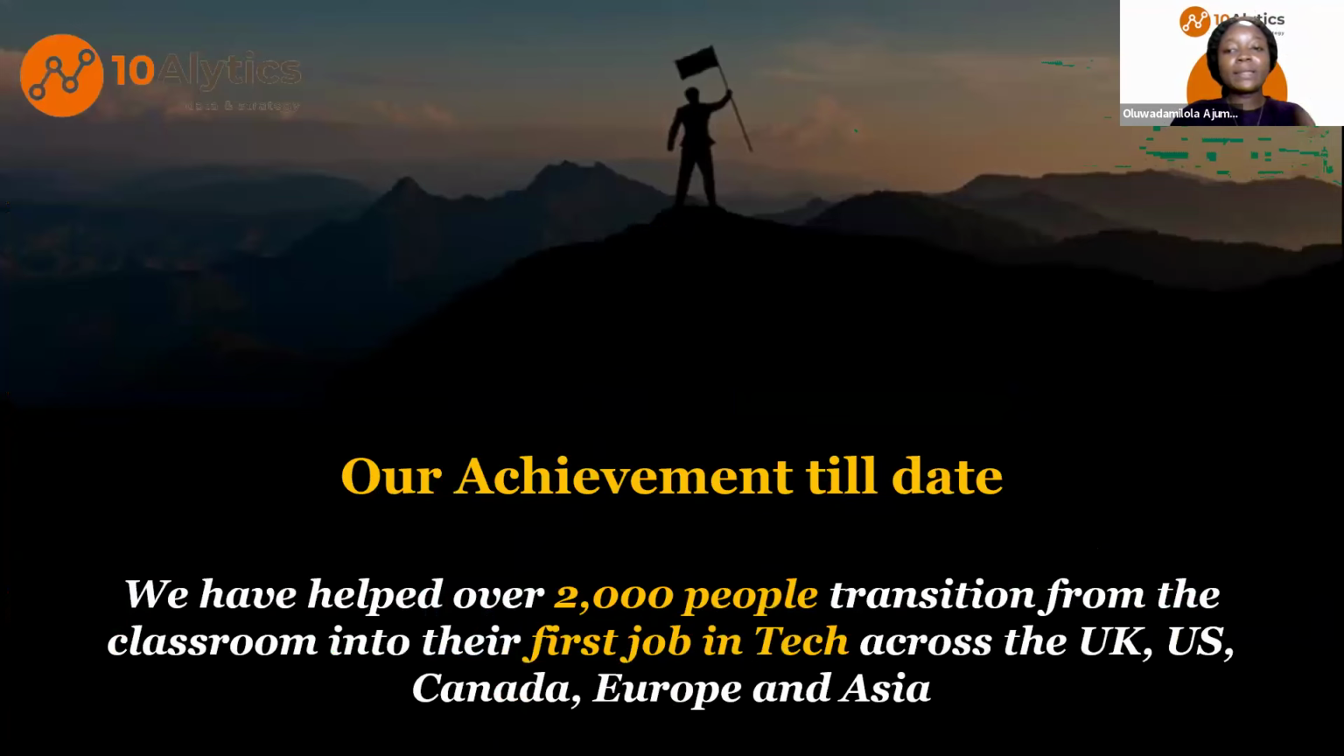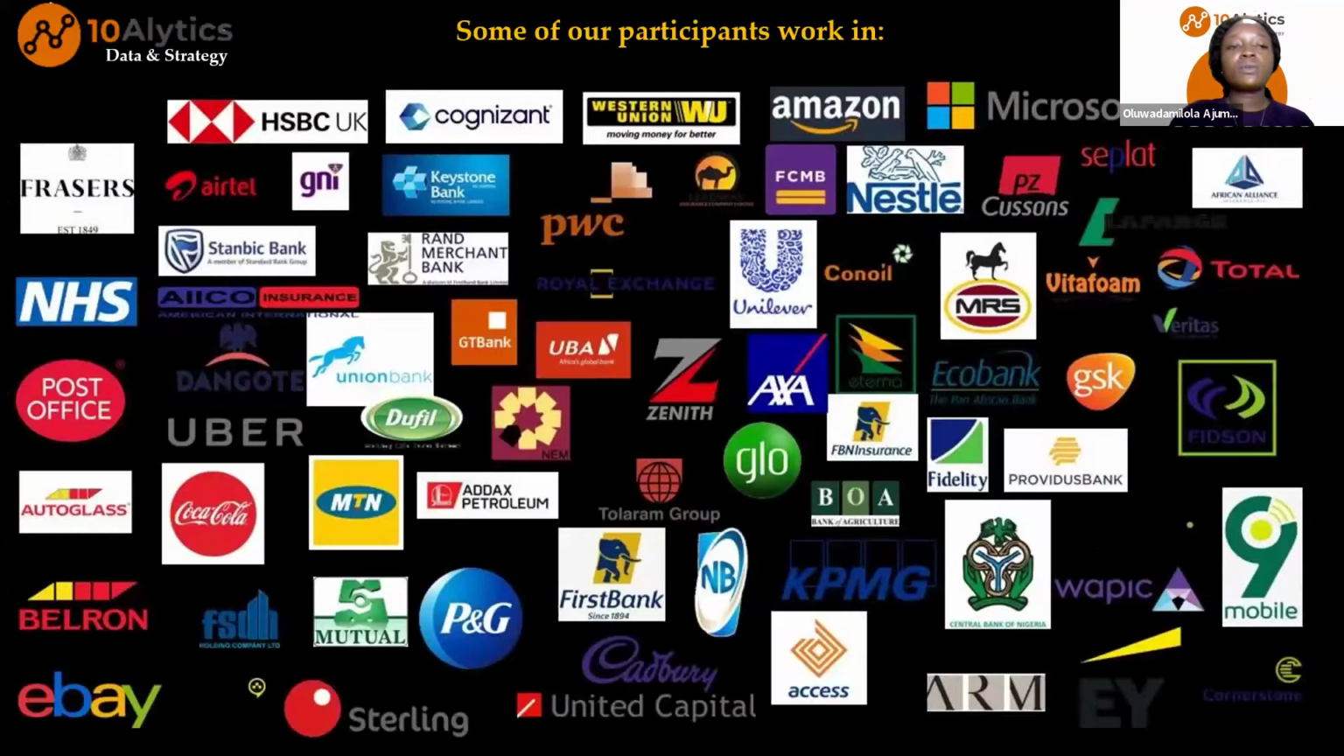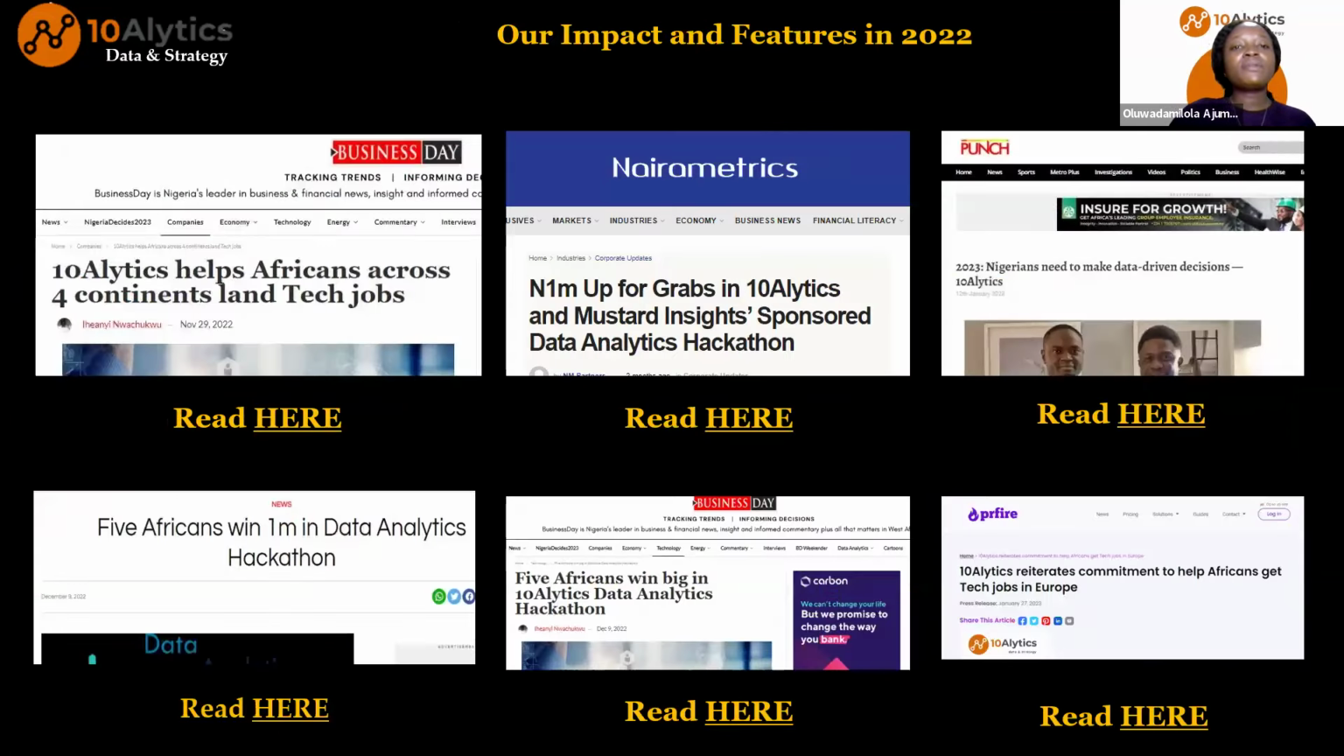But yes, our achievements to date, we have helped over 2,000 people transition from the classroom into their first job in tech across different countries. And we have participants working in different countries across different companies. Sterling Bank, eBay, United Capital, Total, Amazon. It goes on and on and on. We have been featured in a lot of newsletters, newspapers, blogs, and so on and so forth.